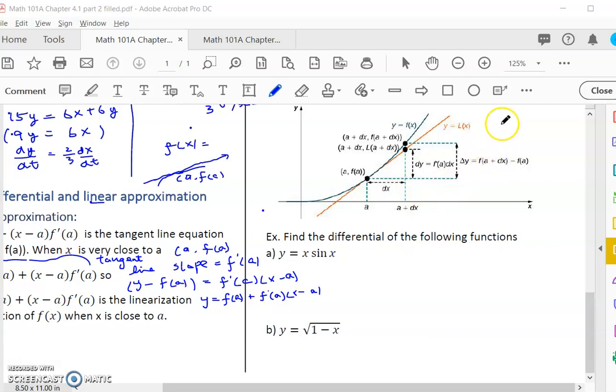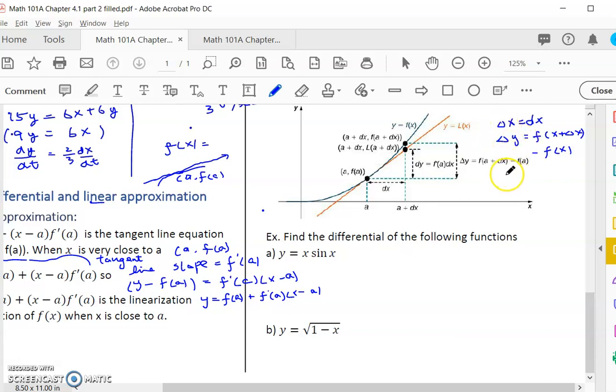So first of all is delta x or dx. Delta x means when x changes a little bit, and this is actually the same as dx. When you do the dy dx, that's dx. And then we have delta y. Delta y is the change in y, the actual change: f of x plus delta x minus f of x. That means actual change.